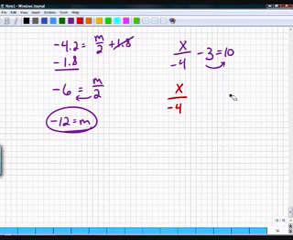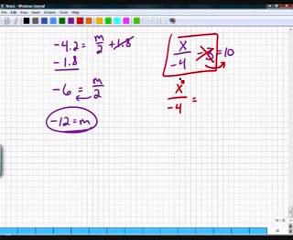X divided by negative 4 times... How do you move a minus 3 over? You change it to plus 3. So therefore, is it on this side of the equal sign anymore? No, it's gone. So that's where the x divided by negative 4 comes from. When you move minus 3 over, it becomes plus 3. You already have 10 over there. 10 plus 3. Any questions?